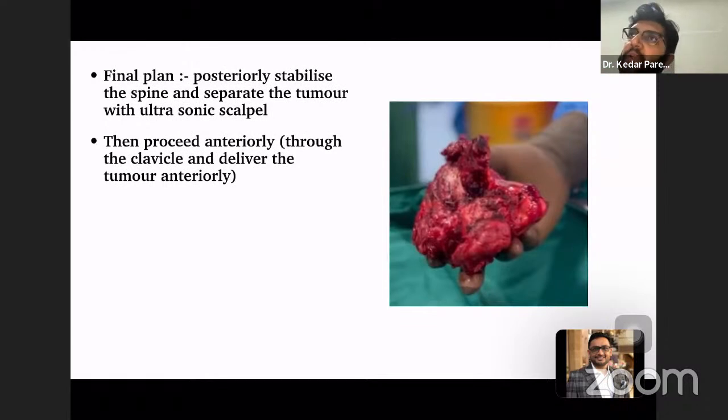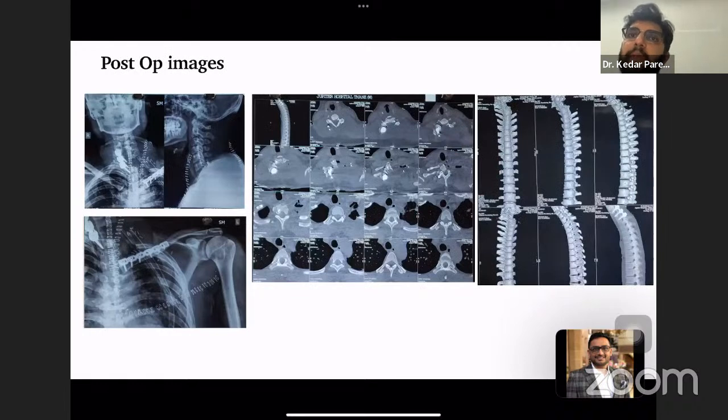We were able to gradually dissect the tumor mostly with hand to begin with. In this time, we had our cardiothoracic colleagues on standby as well. And we were able to deliver the entire tumor out anteriorly. These are the post-op images, wherein for academic purposes, we also got a CT done again, which showed that the entire tumor was taken out.